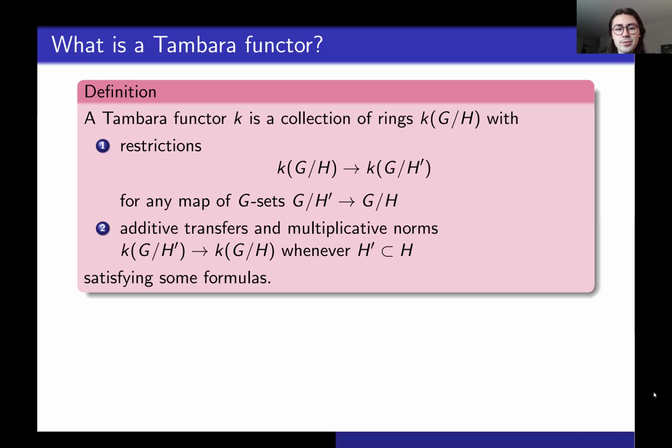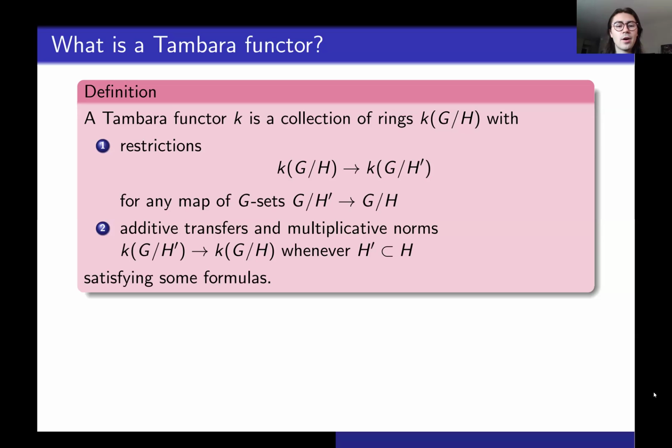Now, I notice that I phrase this slightly differently. We have restrictions whenever we have a map of G sets, but we only have transfers and norms when we have an inclusion of subgroups. So the point I'm trying to make is that we have slightly more maps of G sets than we do subgroup inclusions. There's only one way to include subgroups, but there are multiple ways to map G sets. So the G set G mod E doesn't just map to itself by the identity, but you can also translate it. And that's an automorphism of this thing.